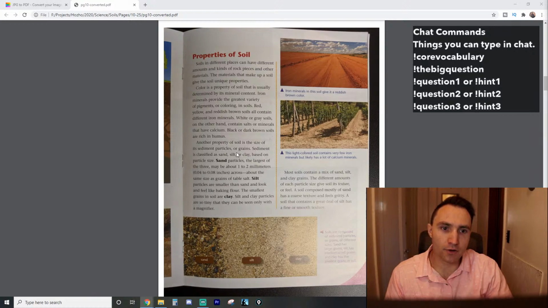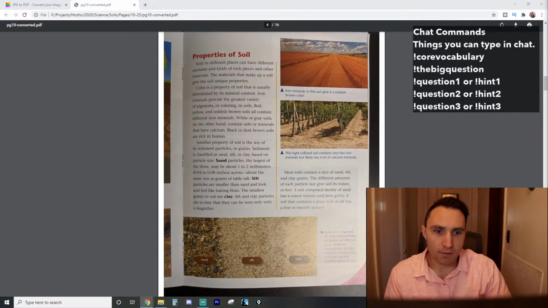Another property of soil is the size of its sediment particles or grains. Sediment is classified as sand, silt, or clay based on particle size. Sand particles, the largest of the three, may be about 1 to 2 millimeters across, about the same size as a grain of table salt.